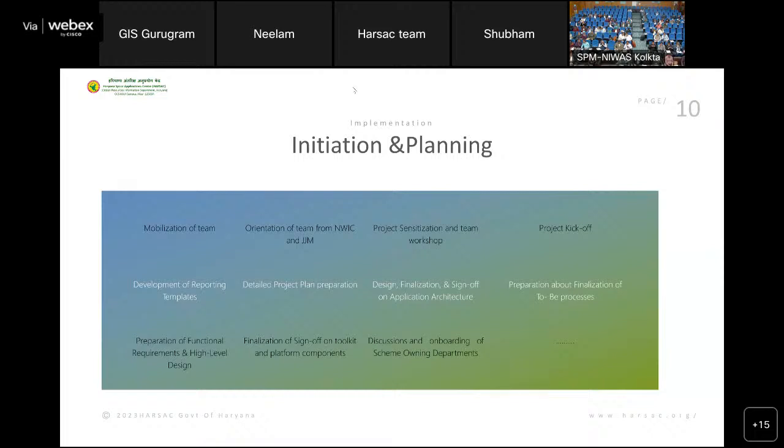After that, we are preparing the to-be processes. So basically how these processes would be connected with existing or new vendor systems, creating the FRS, finalization of those FRS, and then onboarding different schemes.